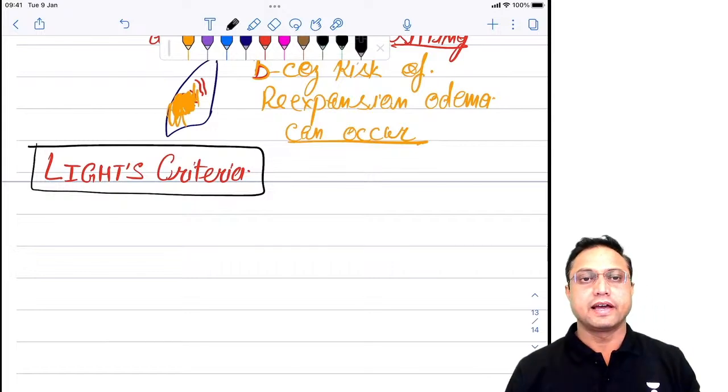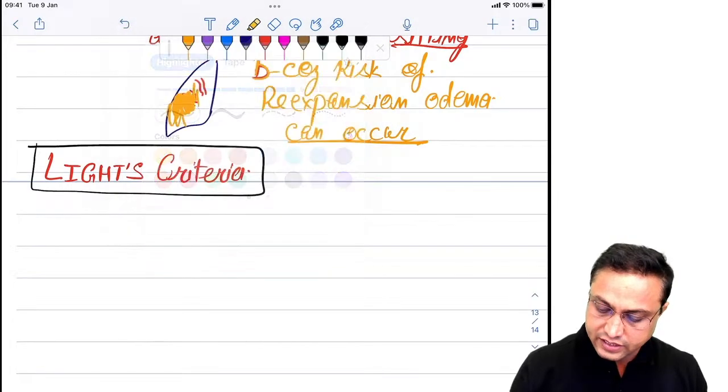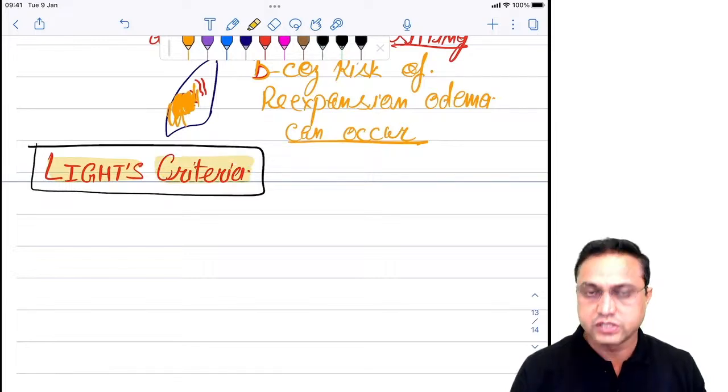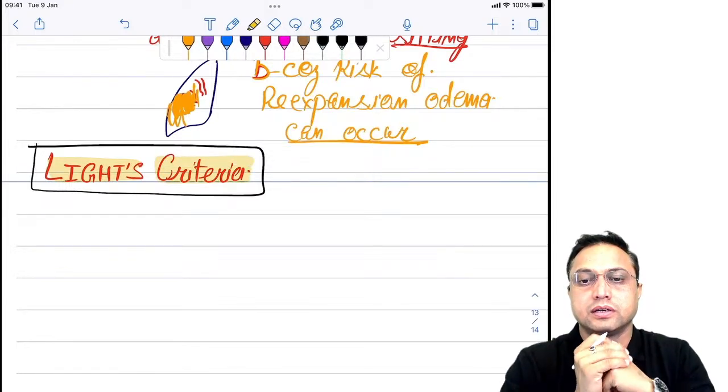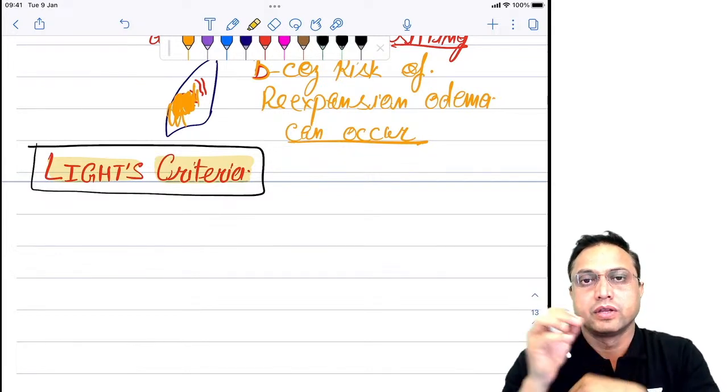Can you please tell me? Can anyone tell me why they have specifically given the name Light's criteria? Why have they not given some other name to this criteria? Why not? Why only Light's?